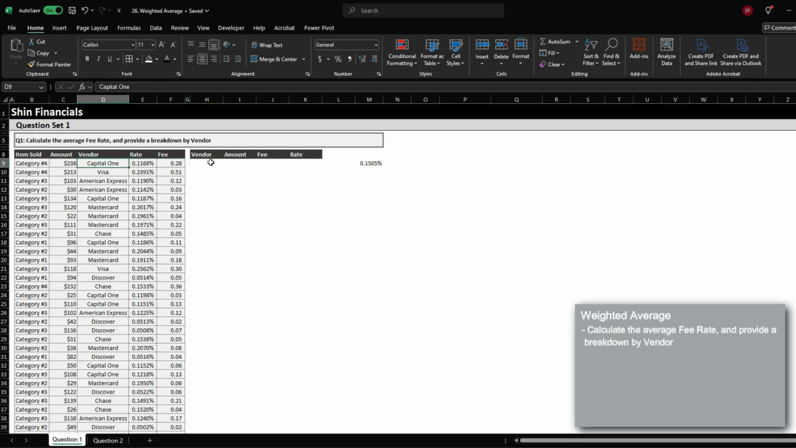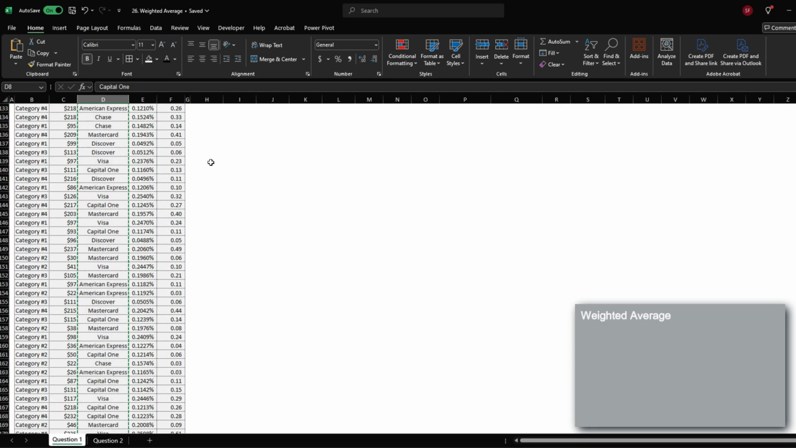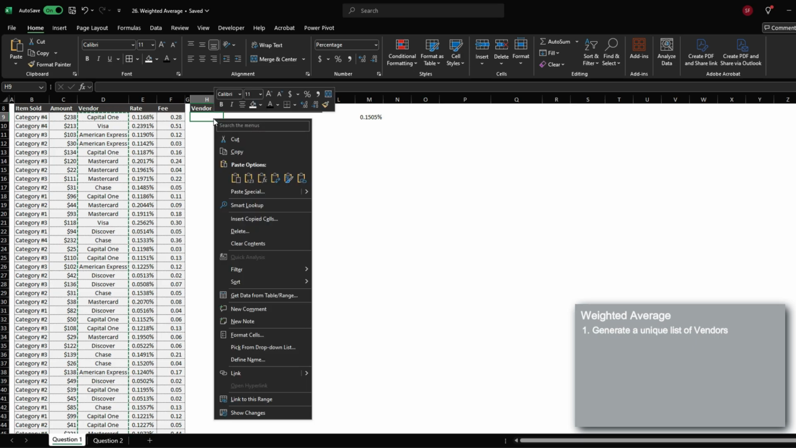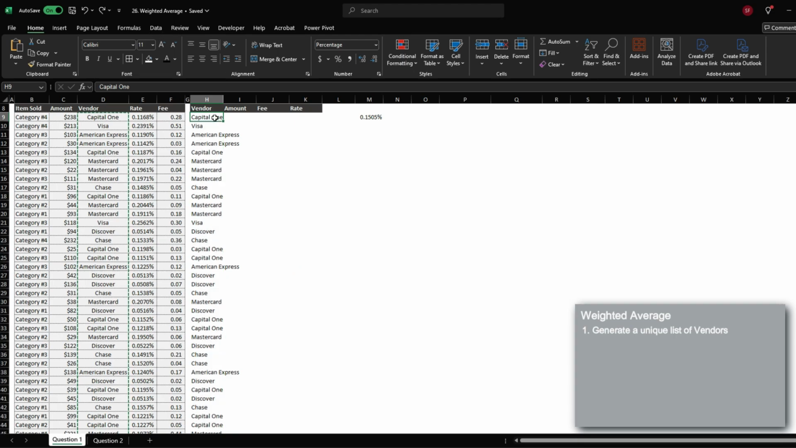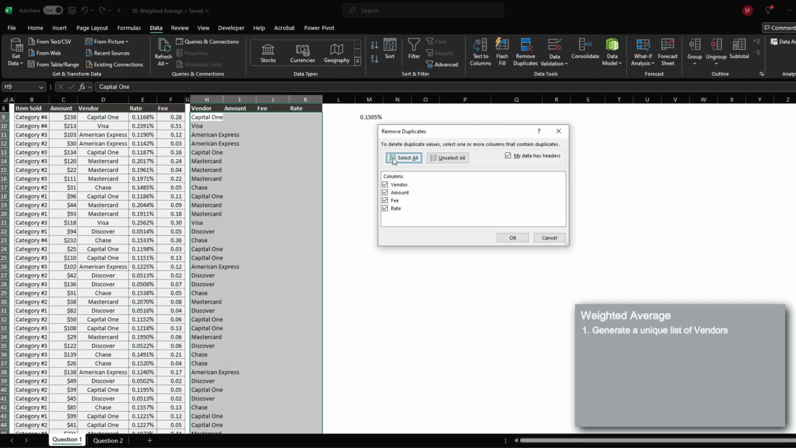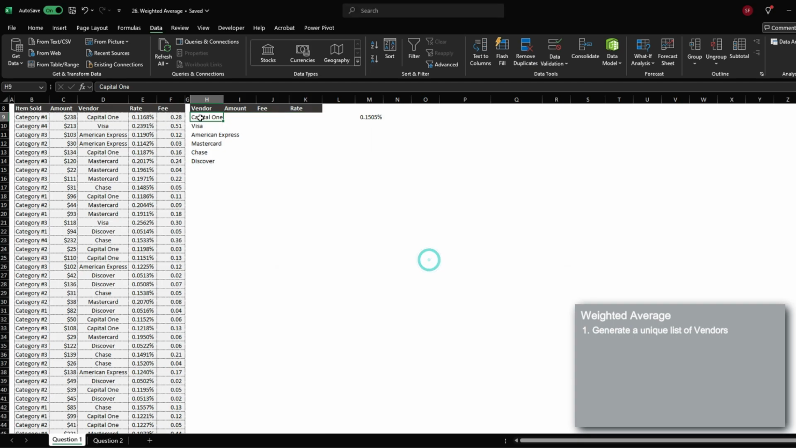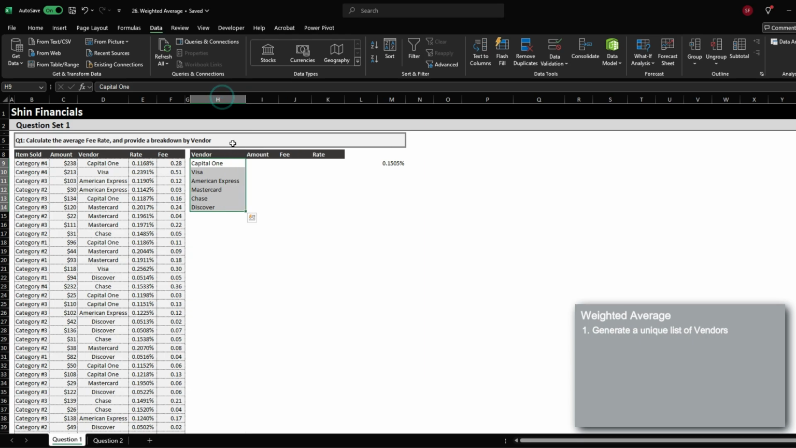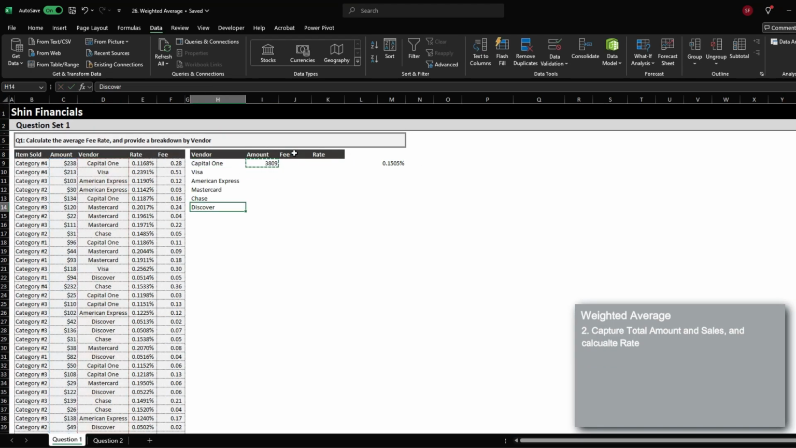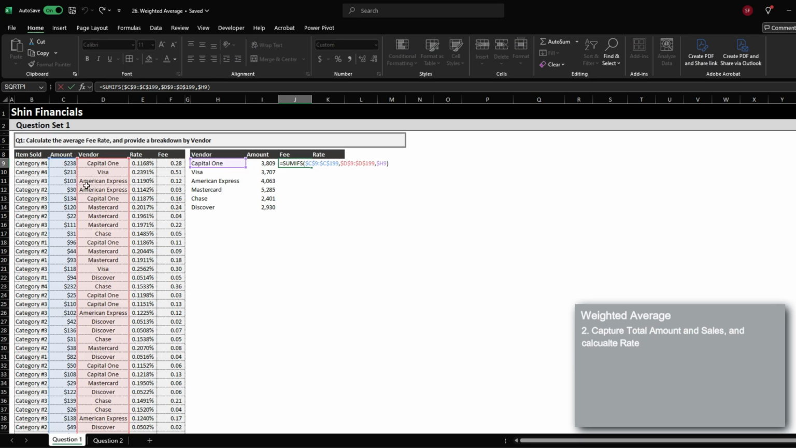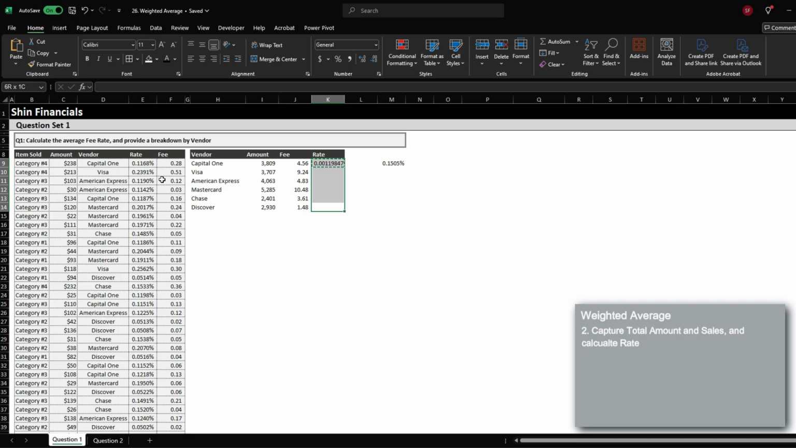So for the vendor, I'm going to do this very manually. Let's copy this list of vendors here. I am going to paste special and paste values, then go to Data, Remove Duplicates, and then press OK. So now I have the unique vendors, and for the amount, I'm going to use a SUMIFS to calculate the total amount paid by each vendor. And then we have to do the same for the fee as well. And then lastly, for the rate, I'm just going to divide fee by the amount.